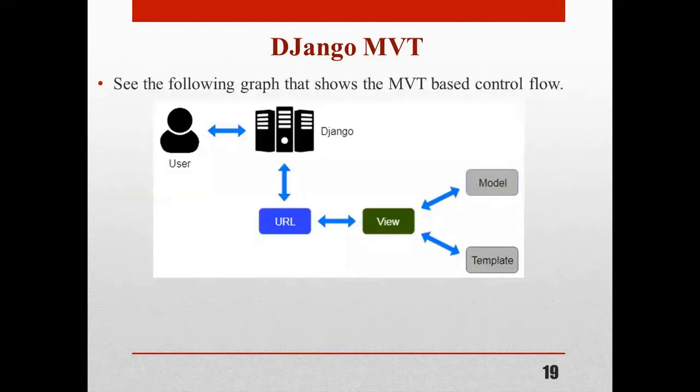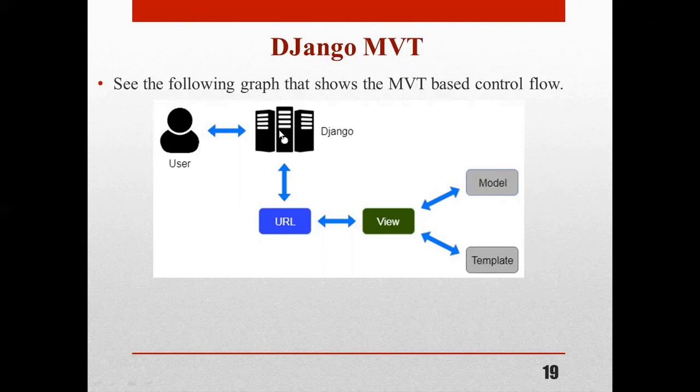The URL maps to the view, which checks the model and the template, and the response is sent to the user as a template. Here Django works as a controller. The template is the GUI, the user interface, and the presentation layer. The view is the business logic, and the model is the database access layer.